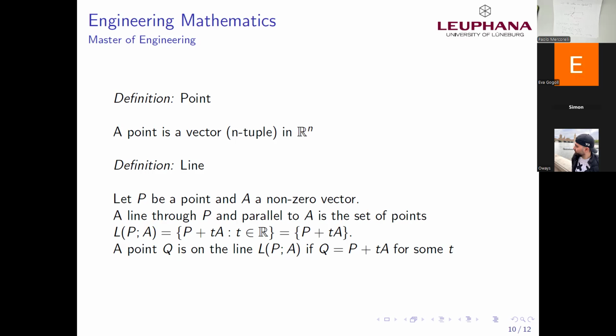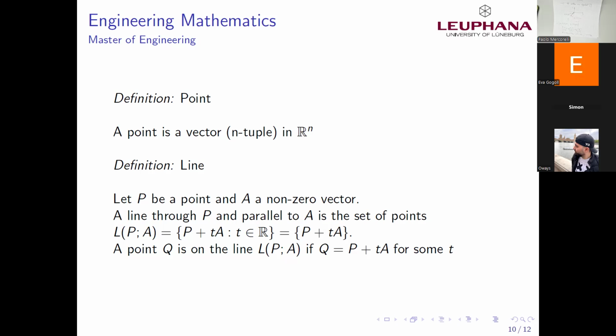Look here. Definition of a point. Do you remember? I already told you this at the beginning of the semester. A point is a vector, at least in our course, or please pay attention, an n-tuple in R^n. This means the point is characterized by n coordinates. N-tuple, do you know this language? Anyway, it's a vector with n dimensions. We also have a different definition of point.